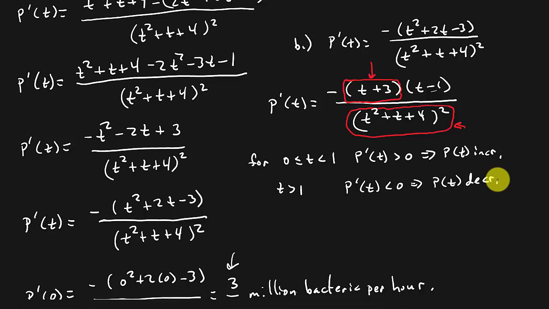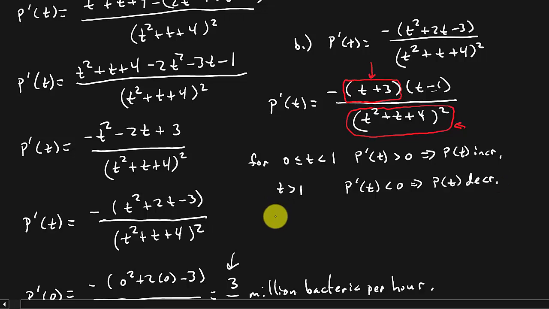All right. So what do we learn here? The population starts to decline after 1 hour. See, from 0 to 1, it's increasing, but then once it hits 1, then it starts decreasing.